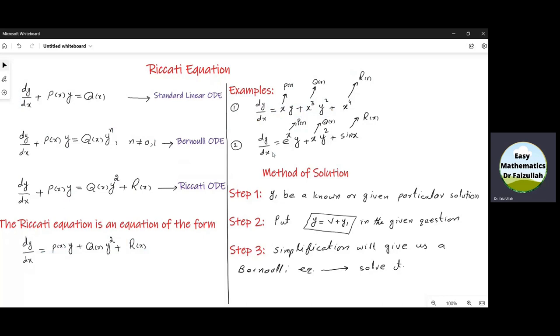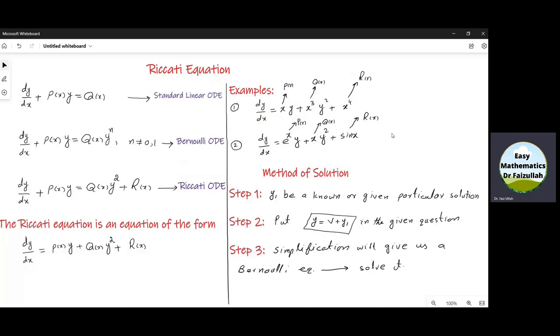Let us see example number two. Here, p(x) is e^x, q(x) is x, r(x) is sin x. And again, we can see p, q, and r are functions of only x. So this is a Riccati ordinary differential equation.